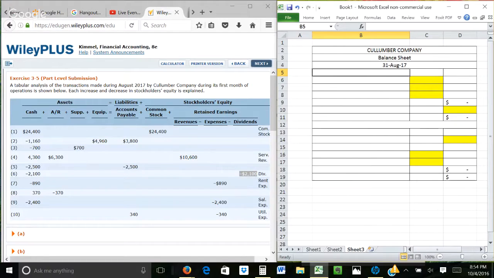So this is a classified balance sheet. So we know that with a classified balance sheet, we're going to put our current assets first. And with the current assets, we list them by liquidity, by how easy it is to transfer that asset into cash. So our first one is going to be cash.